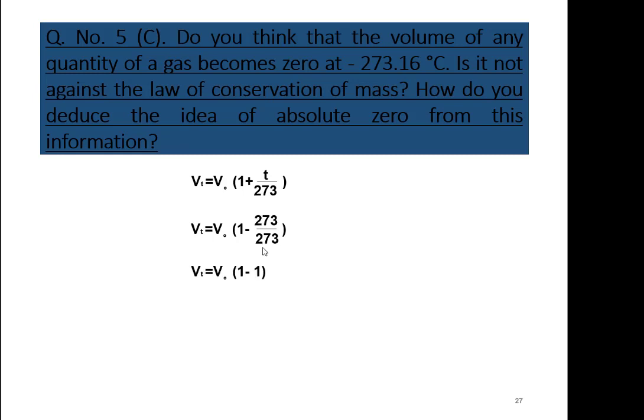When we divide 273 over 273, the answer is 1. So Vt is equal to V naught into 1 minus 1. 1 minus 1 is equal to 0. When V naught is multiplied by 0, Vt will be 0. So the volume has become 0.